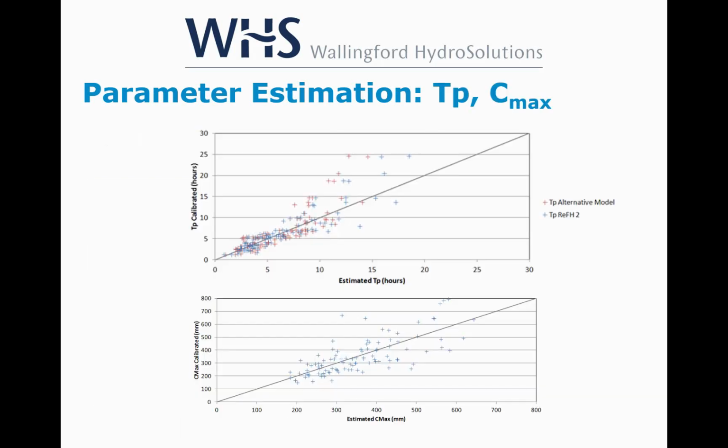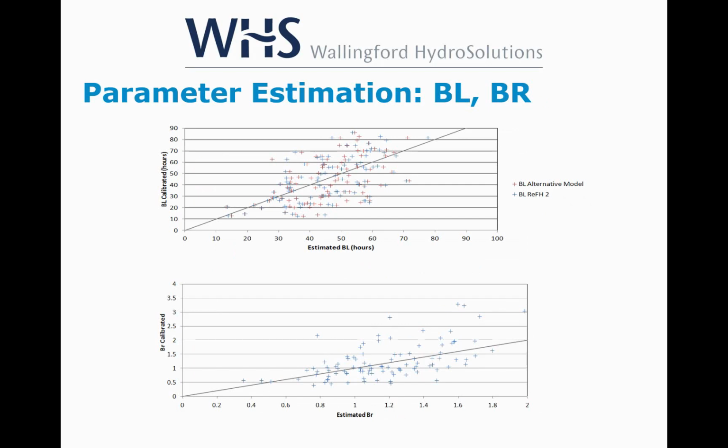So how well are these parameters estimated using this regionalised method? Well, here we can see the calibrated TP against the estimated TP for some of those catchments used in the calibration. So we've got TP at the top and Cmax at the bottom. Here we've got the BL and the BR. So the BL and the BR are slightly less well constrained by the models than the TP and Cmax, but the TP and Cmax are more important in defining the shape of that hydrograph.